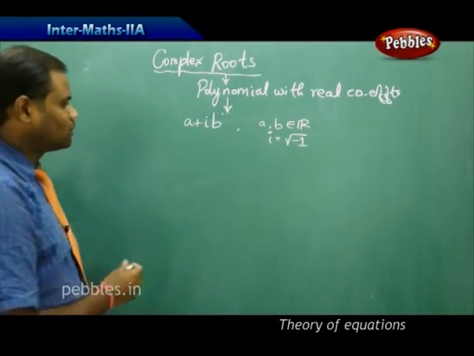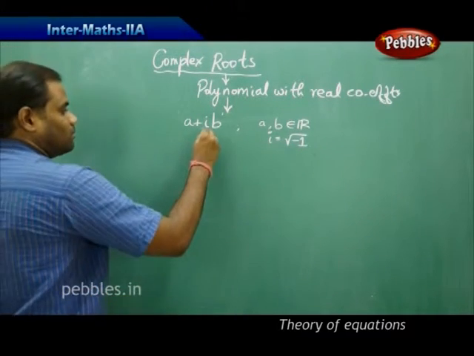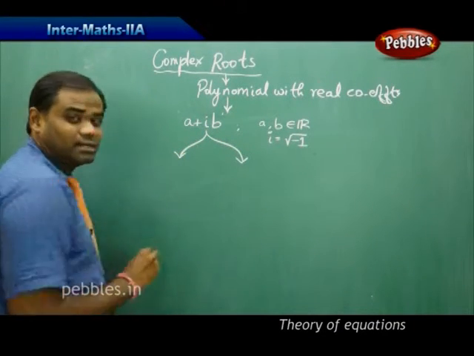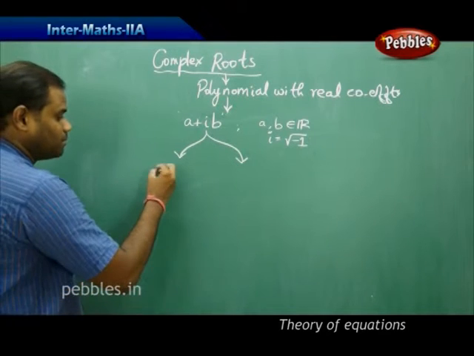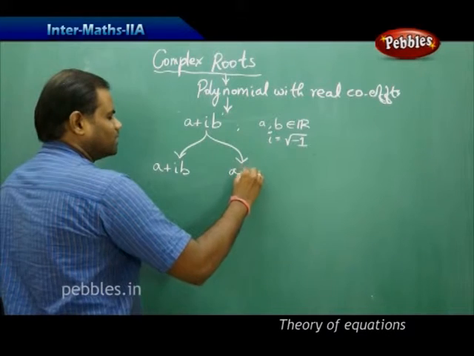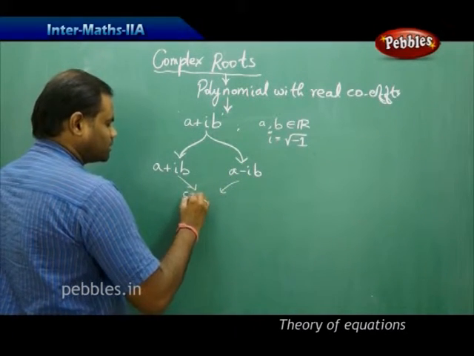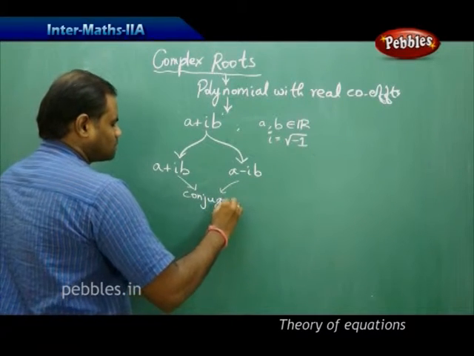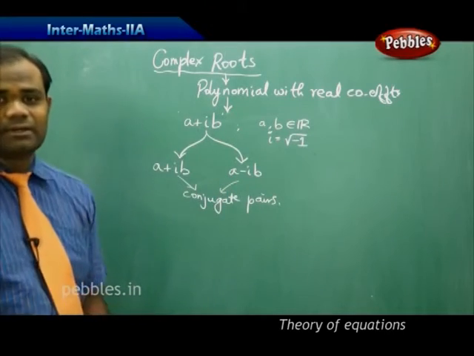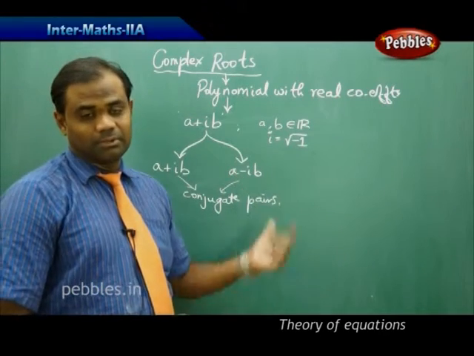So if I have the roots in the form a plus ib, where i is root minus 1, then we always say that complex roots appear in conjugate pairs. That is, when one of the roots is a plus ib, obviously the other root must be a minus ib, which are called conjugate pairs. I cannot have an instance where a plus ib is a root, but a minus ib is not a root.